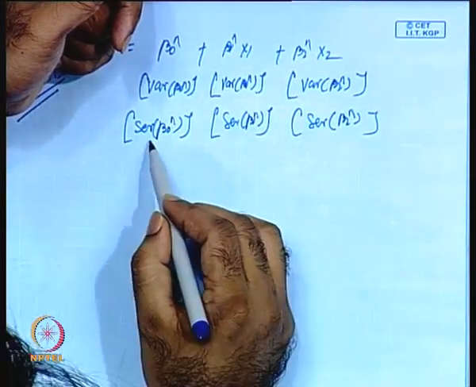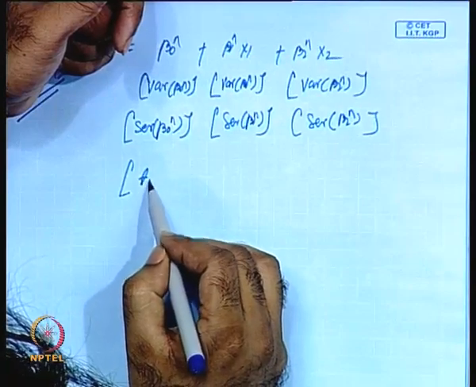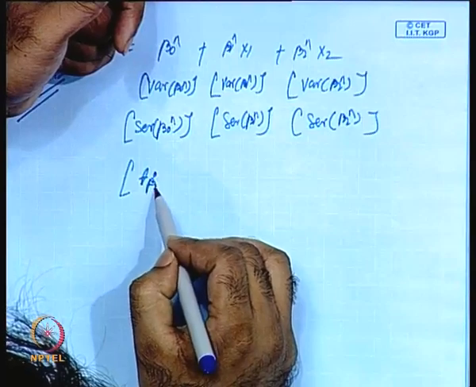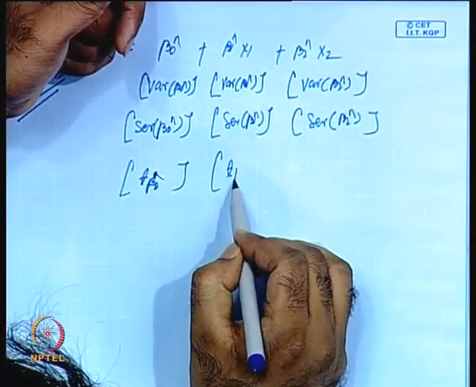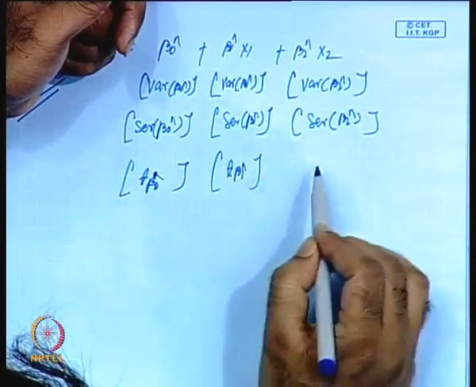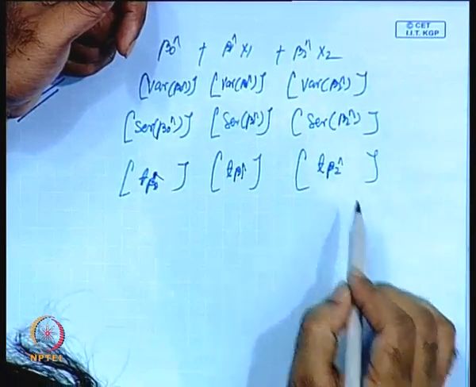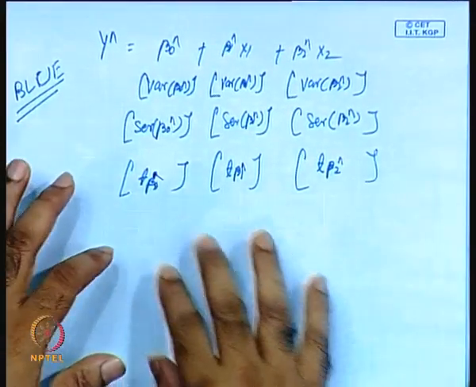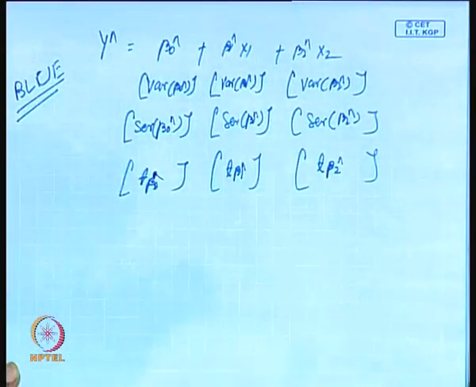Okay, so corresponding to the standard errors, you need to have calculated t statistics: t beta 0 head, then t beta 1 head, and t beta 2 head. So now after getting t beta 0 head, t beta 1 head and t beta 2 head, they are represented as calculated t statistics.